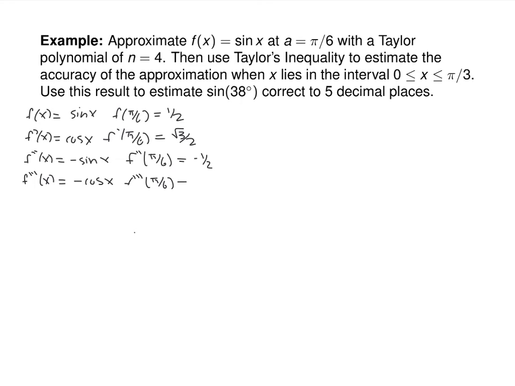And plug in pi over 6, we're going to get negative root 3 over 2. And the fourth derivative is positive sine. And inputting pi over 6, we have 1/2 again.